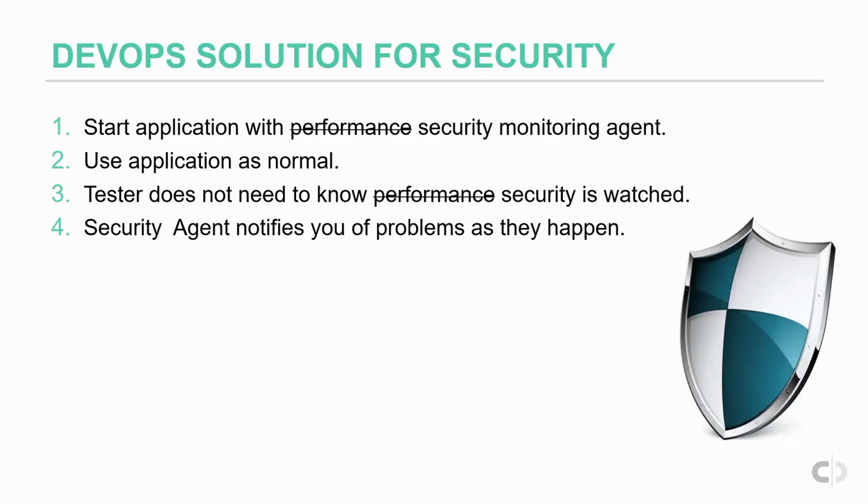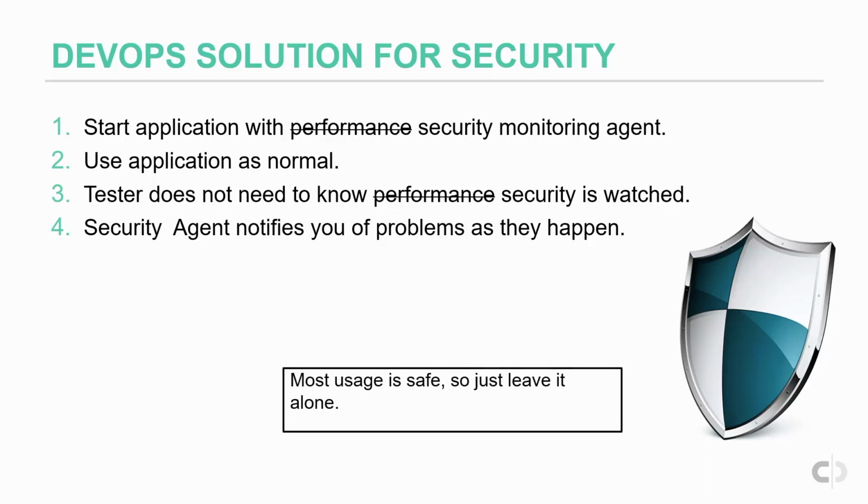Now, a valid solution for security is really to do the exact same thing: just cross the word performance off and write security. So if you want a DevOps solution for self-service security, you start the application with a security monitoring agent. People use the application as normal, and the tester doesn't really need to know that this is going on, and the security agent can notify you of a problem as it happens because it's able to watch the actual running API and understand fully what happens. The key aspect is that the majority of the usage is safe, so the security monitoring agent really doesn't have to engage on every single thing. It just tends to let things go, saying, you're free to pass, the application can move on, and it only has to alert you when there is a problem.